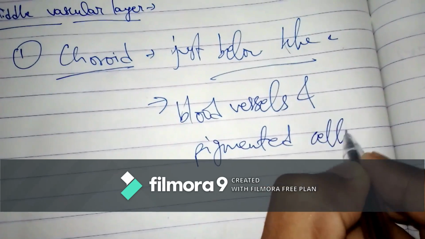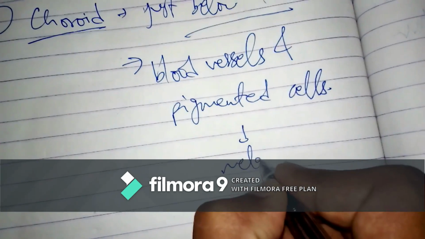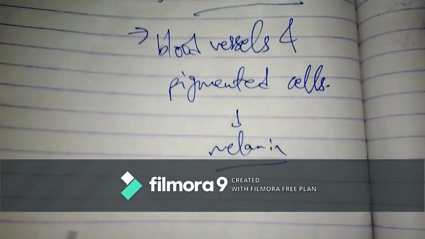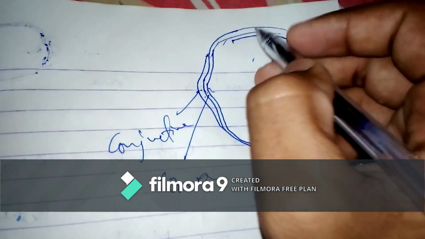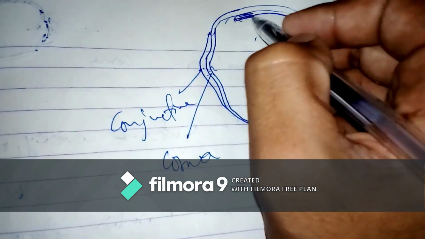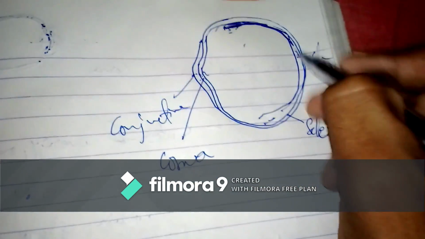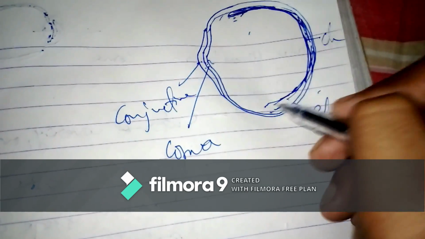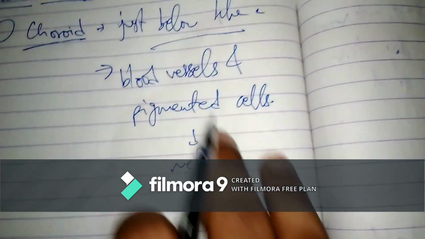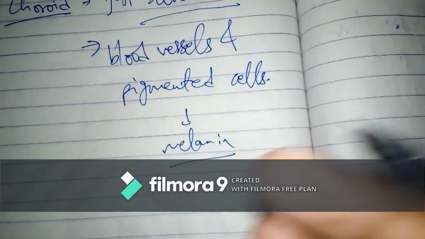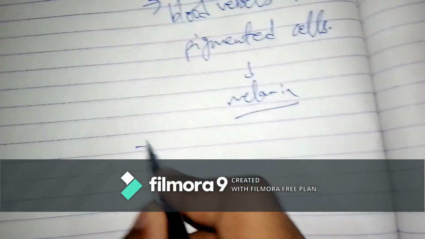What is meant by pigmented cells? Pigmented cells are such cells which contain a pigment called melanin. Now due to this melanin, this is a dark part of the eye. So this choroid is dark in color. Now why it is dark, we'll be reading about this right now. So it is dark in color due to the presence of the cells known as pigmented cells containing melanin. Now it is dark because it helps in the absorption of the light. That is about the function.